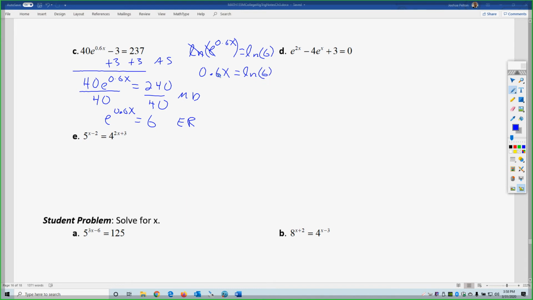So typically the last step would be grouping symbols, right? But this is actually in a grouping symbol, because anything in an exponent is understood to be in parentheses, kind of like anything under a square root is in parentheses, which is understood. So we'll divide by 0.6. So x equals the natural log of 6 divided by 6/10. And that is our answer for x here.